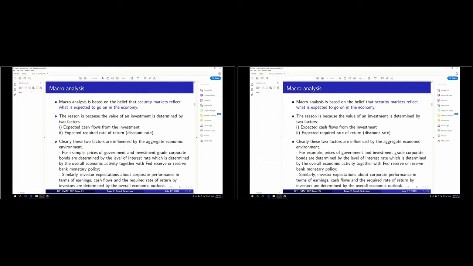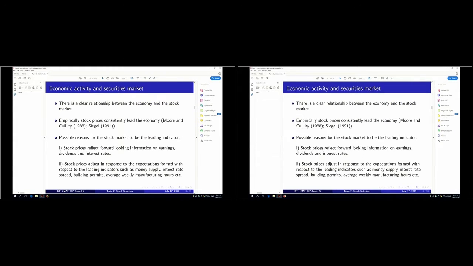This is evident in the bond market performance, for example corporate bonds. The performance of corporate bonds is decided by the overall interest rate that prevails in the economy, the decision by the Federal Reserve or the Reserve Bank of Australia as to what the interest rate is going to be. All these things feed into how the corporate bond market is going to perform, right? So this is all about expectations as to how the economy and the market are going to perform. Similarly, investor expectations about corporate performance in terms of earnings and cash flows all depend on the economic outlook. So there is a clear relationship between the economy and the stock market.